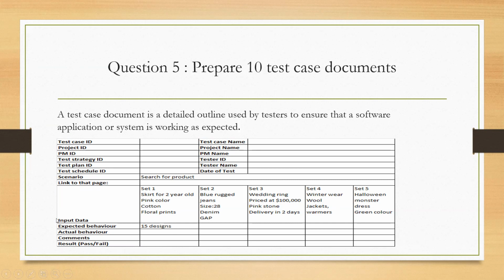Okay. Likewise, you need to prepare 10 test case documents. Suppose once you have searched for this particular input, if you got 15 page designs, and the actual behavior is also 15 page designs, you can give the result as pass. If you haven't got results as per the input data and the expected behavior, you can give the result as fail. So you need to give this data as per your assumptions. Okay.